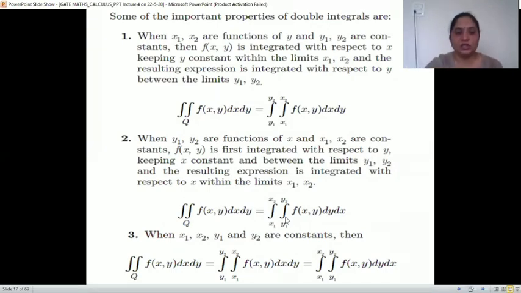And this is the property that if all of these, x1, x2, y1, y2, are constant, then the integrations are interchangeable. That is, we can integrate with respect to y first and with respect to x later.